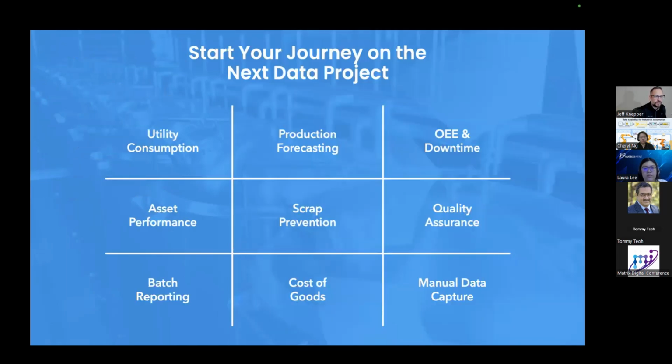Typically, organizations start this journey by looking at the next business use case and simply saying, I'm going to build this work centralized rather than going off and trying to write more script in a BI tool or in a data lake. That could mean scrap prevention, product forecast, OEE or downtime tracking, asset performance, batch reporting, one that most historians still struggle with. Maybe it's around some environmental governance with utility consumption or quality assurance or even manual data capture.